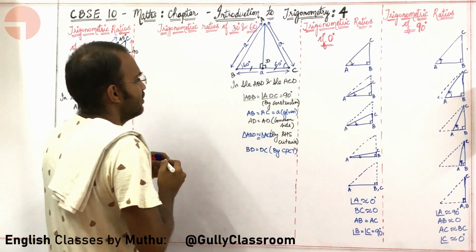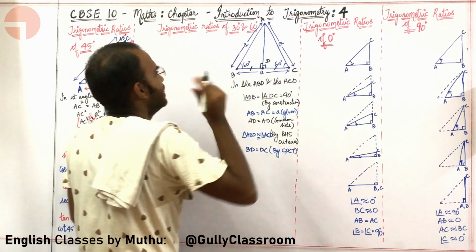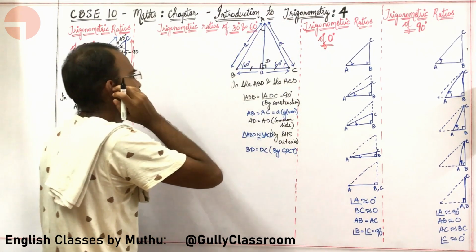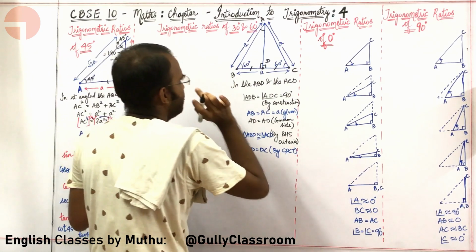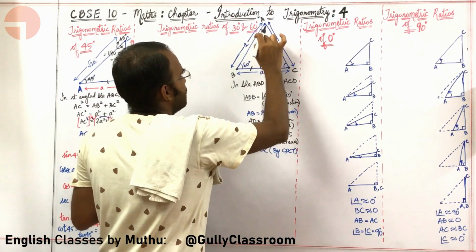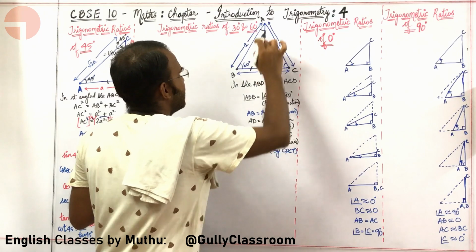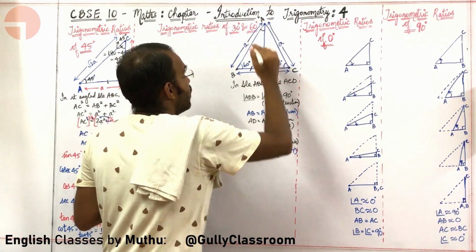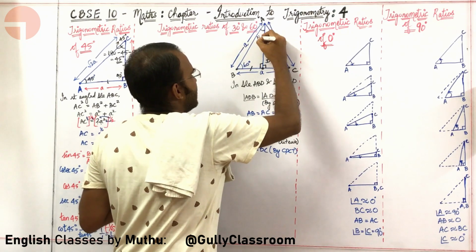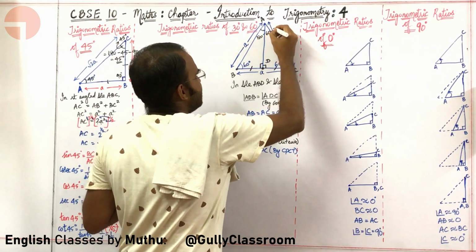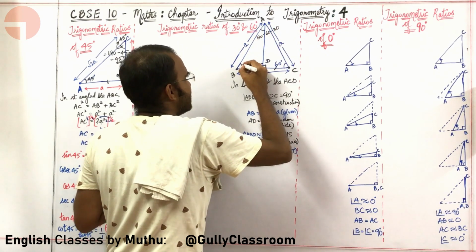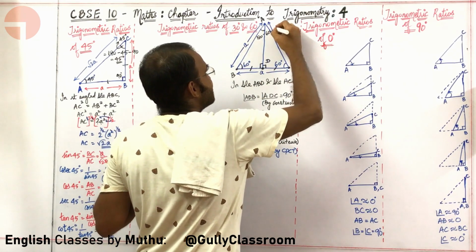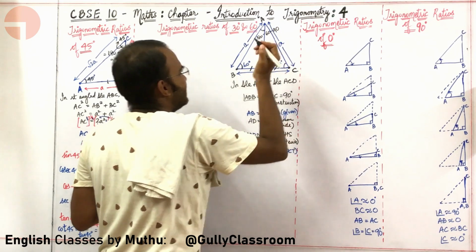What next, sir? We can also find the value of this particular angle. How will you find it? It is very, very easy. How, sir? In which triangle? In triangle ABD, what is the value of this angle? 180 minus 60 minus 90, because here there is 60 degrees and here there is 90 degrees.